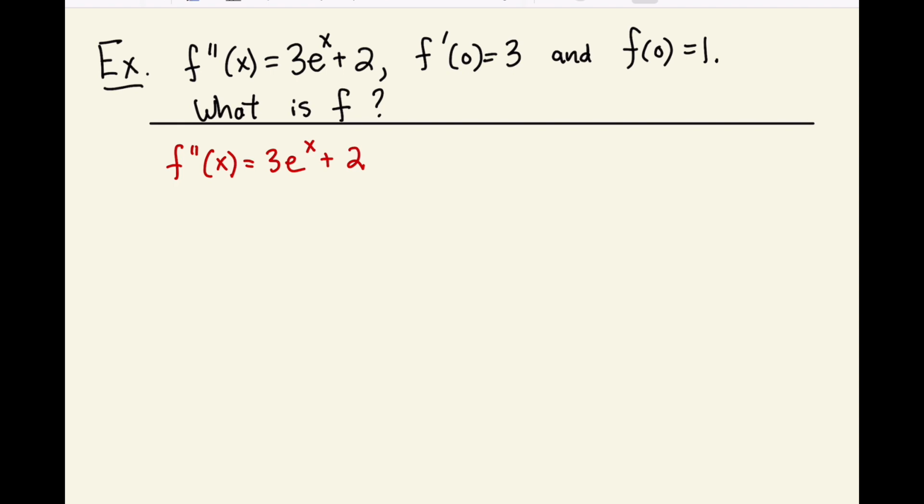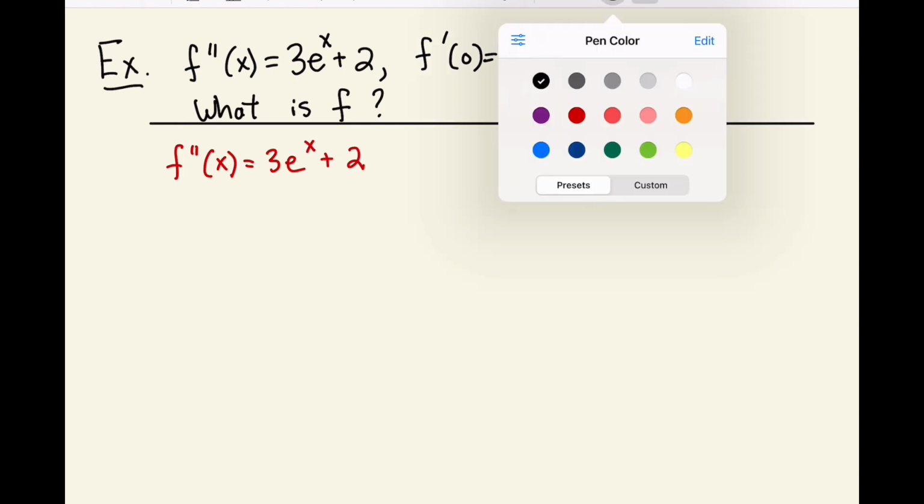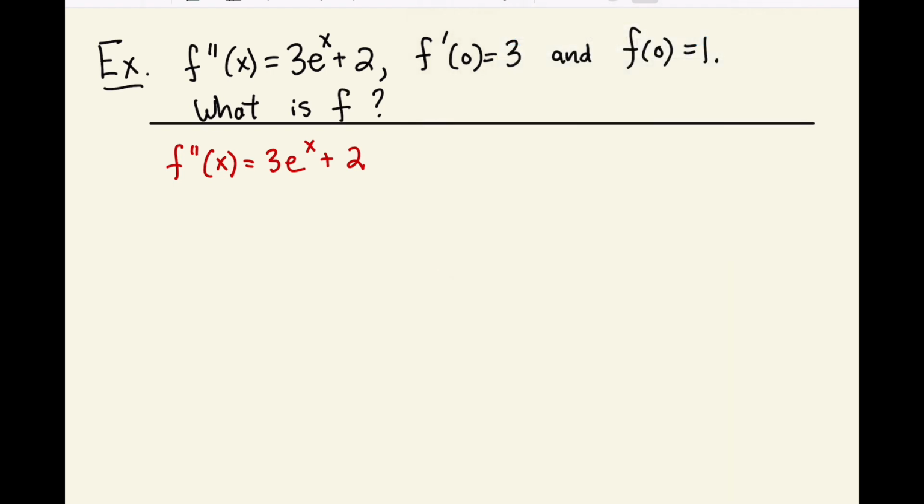Okay, and if I go back a step, let's find f prime of x. I'm just going to find an antiderivative. So what is the antiderivative of 3e to the x? Well, we have a constant multiple, and then we have e to the x. So in this case, 3e to the x is the antiderivative of that term. And what is the antiderivative of 2? Well, what do I differentiate to get 2? That would be 2x. And then I need a constant c.